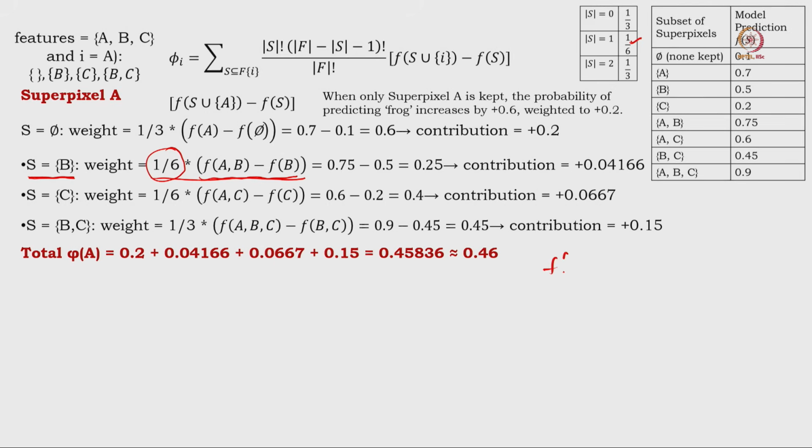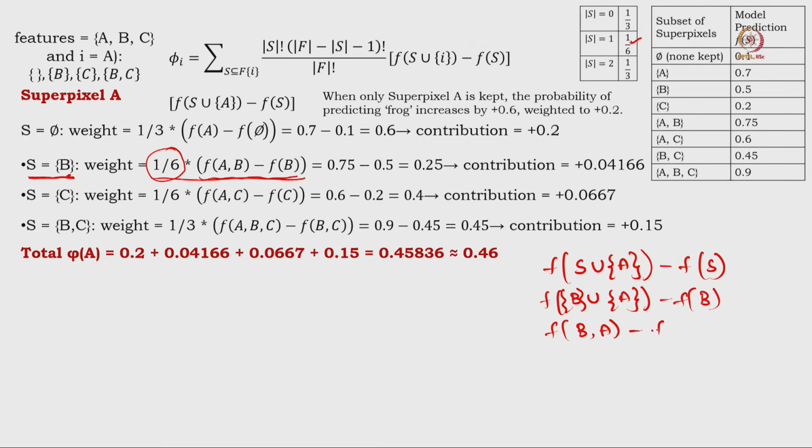Let us go back and then substitute. The i value we have considered here is A. So, that is f of S union i minus f of S as it is. Now, what is S? S is B. So, we are considering B union A minus f of B here. So, this is B comma A minus f of B. So, can we write this as AB minus f of B?